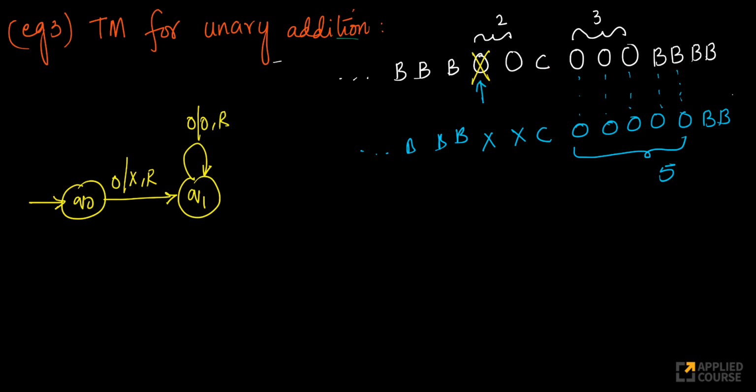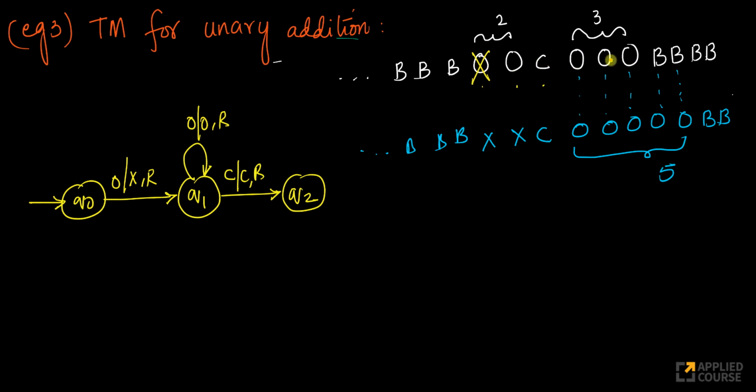So this is done. Now I move to C here. When I encounter a C, what should I do? Keep the C as is. Don't touch the C, but move to the right. And I'm going to a different state here to know that I've already moved over the C.